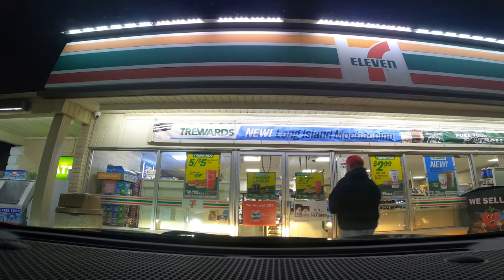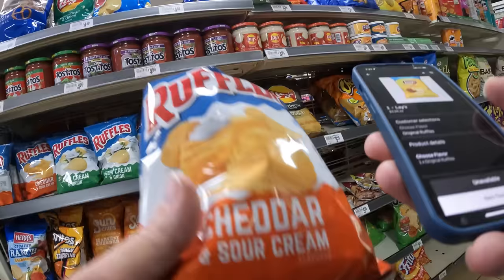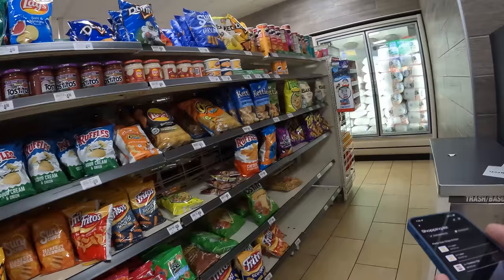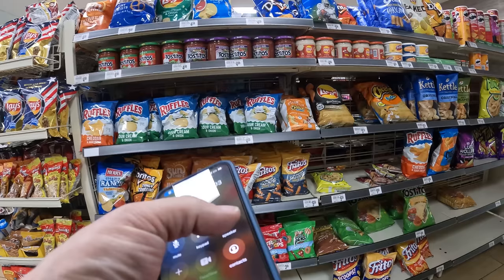It doesn't actually show the size of what this should be, but it's 4.99, 4.59. But they don't have the original Ruffles. Only scallop, cream and onion, and cheddar. Let me just call the customer. I think it's easier to just call them.